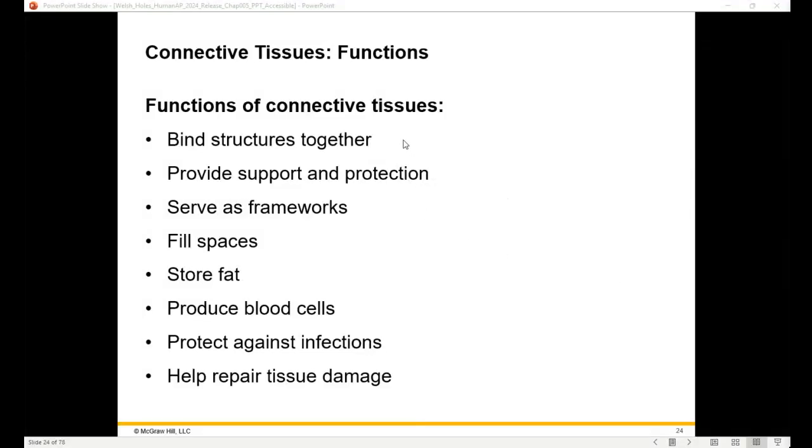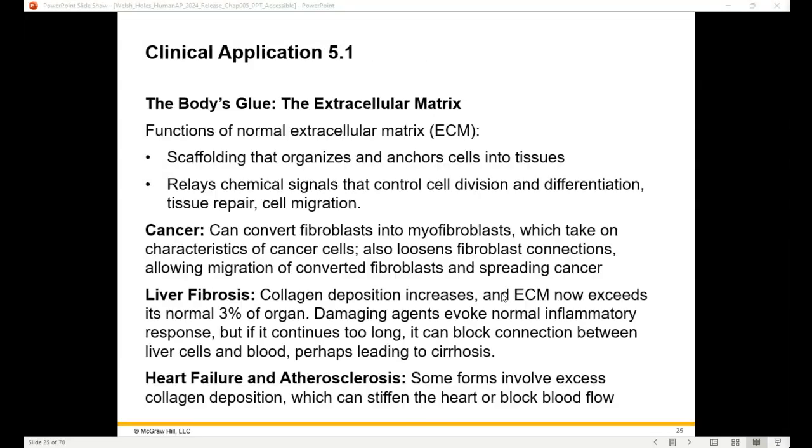Functions of the connective tissues include binding structures together, providing support and protection, serving as a framework, filling spaces, storing fat, producing blood cells, protecting against infections, and helping repair tissue damage. So as you can see, connective tissue has various types of functions.